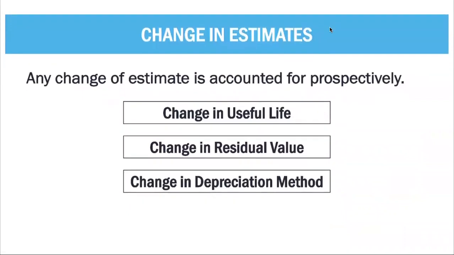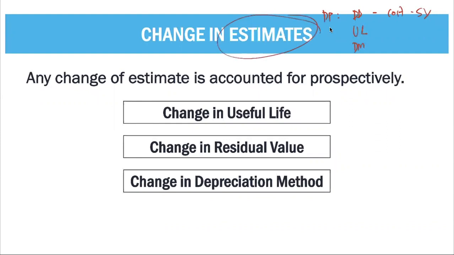Now, what if there is a change in estimate? So what is a change in estimate? Remember, there are three items that we need to take note of in a depreciation process. First, the depreciable base. Normally, that is cost less salvage value. Next, the useful life, and then lastly, the depreciation method. So what if there is a change in estimate? So what are these estimates? The estimates can either be useful life, residual value, or depreciation method.